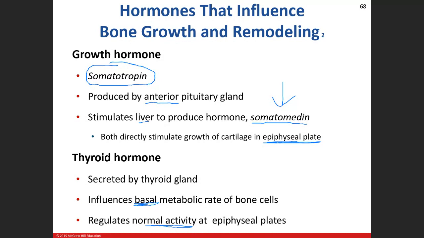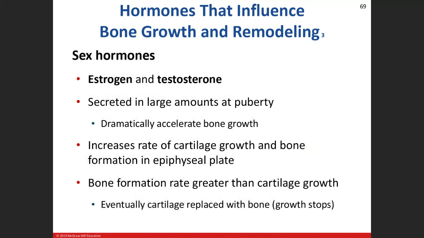Okay, good so far? Growth hormone, thyroid hormone. Let's get to the sex hormones then. Big time, estrogen and testosterone. Obviously, these hormones get produced in decent amount, very little when you're young, an infant. Child, when you hit puberty, bam, it jumps. And at this point, it's going to increase that bone growth in a large way.